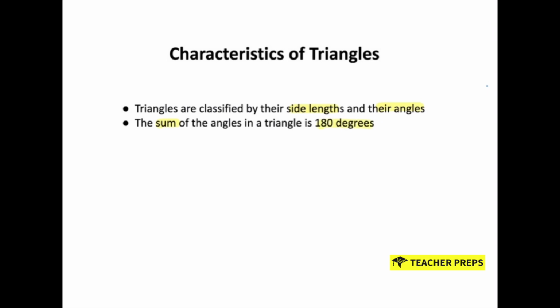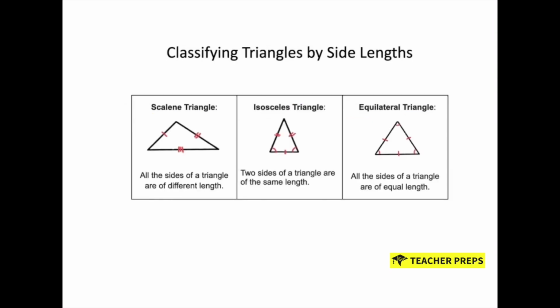What this means is that if you have two of the three angles, you can use this rule to find the missing angle. We can classify triangles by their side lengths. The first type is a scalene triangle. On a scalene triangle, all of the sides of the triangle are different lengths. Notice that this one has 3 notch marks, this one has 1 notch mark, and this one has 2 notch marks. Since none of them have the same pattern, this means that none of the sides are equal.